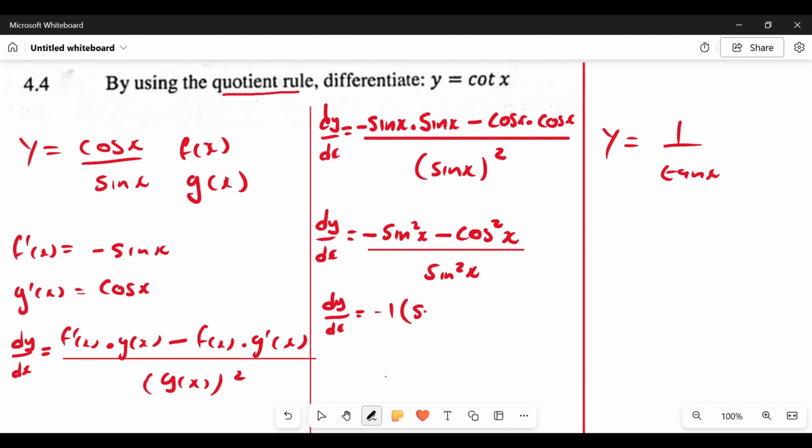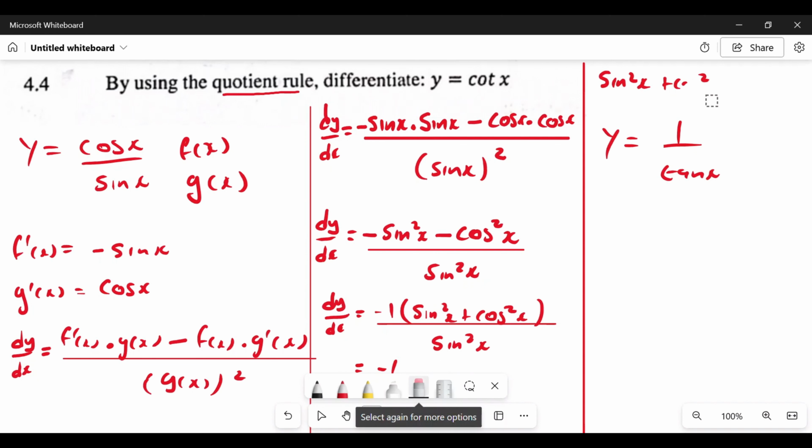We'll be left with sine squared x plus cos squared x divided by sine squared x. There we go. Now, when you look at the numerator, we know that sine squared x plus cos squared x gives us 1, multiplied by negative 1. So this is going to give us negative 1. Just in case you didn't know, guys, I'm going to write it here: sine squared x plus cos squared x equals 1. That is a square identity, guys.